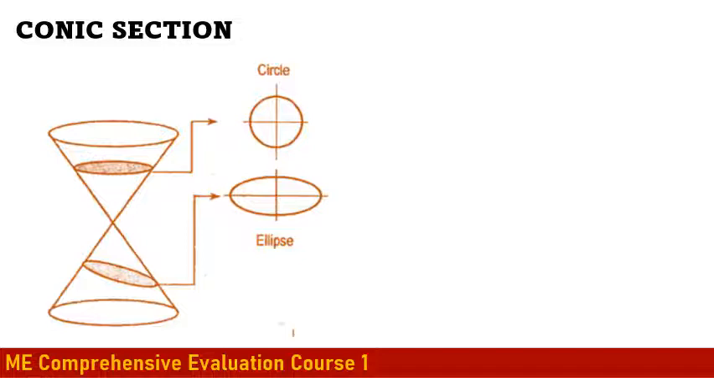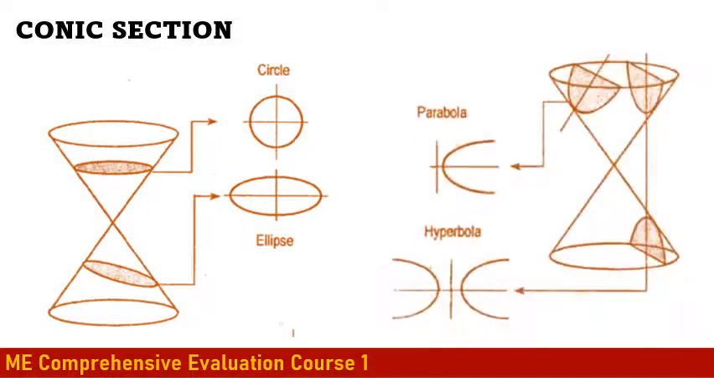So we have here a circle formed by cutting a surface that is parallel to the base of the cone, and we have an ellipse if we cut it diagonally in such a way that it will not touch the base. And then we have the parabola and also the hyperbola if we cut it in these directions that you can see here in the presentation.